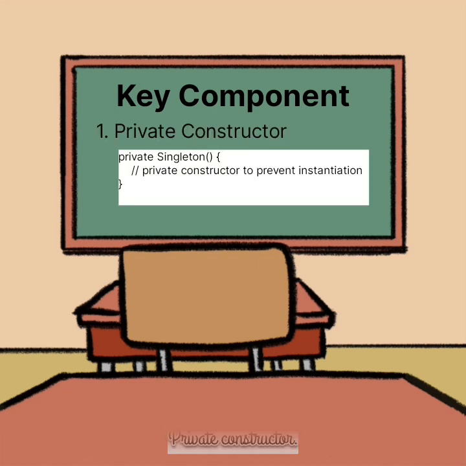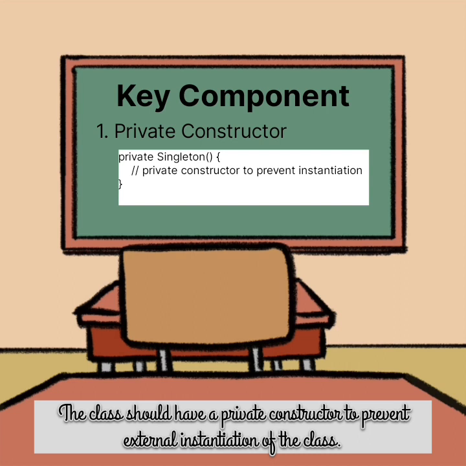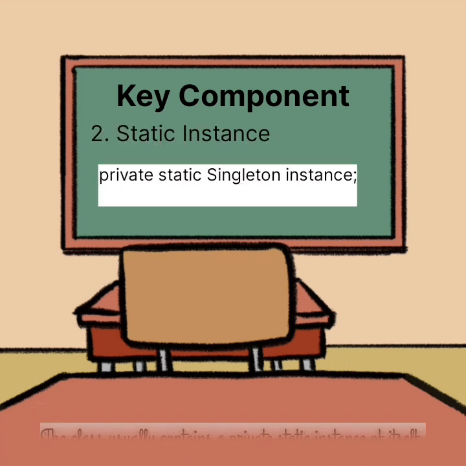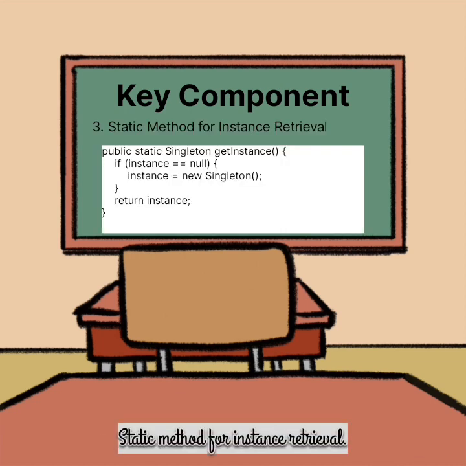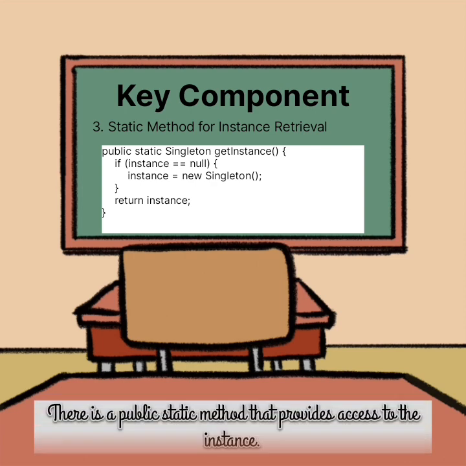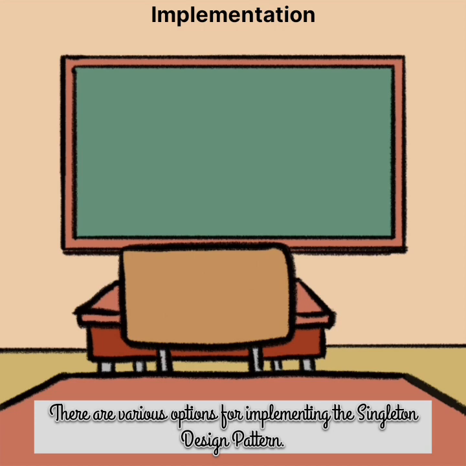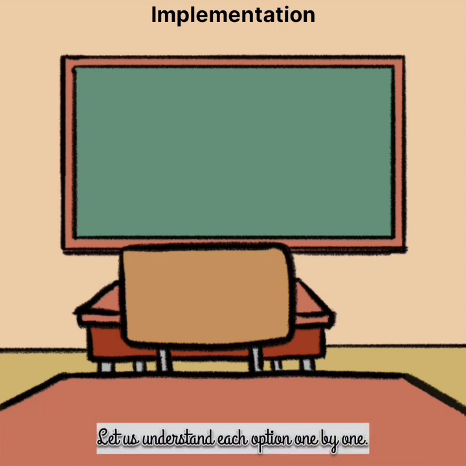Private constructor. The class should have a private constructor to prevent external instantiation of the class. Static instance. The class usually contains a private static instance of itself. Static method for instance retrieval. There is a public static method that provides access to the instance. There are various options for implementing the Singleton design pattern. Let us understand each option one by one.